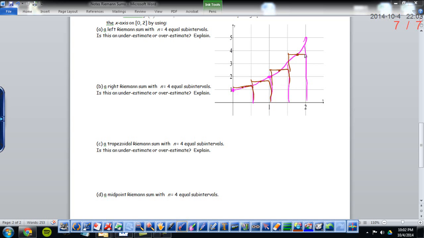And then there's my last one. All right, now if you're given an actual equation, you can't just estimate the heights of all of these rectangles right here. So we're going to have to use a new data table right here.